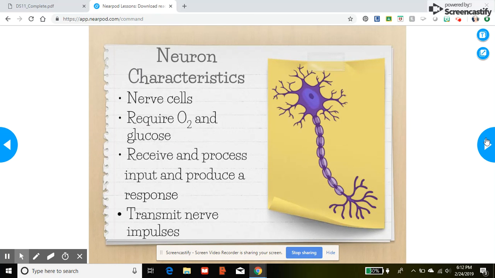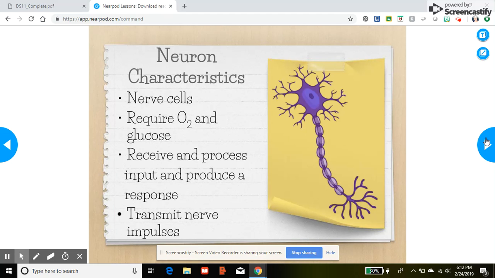So neuron characteristics: a neuron is a nerve cell. They require a ton of oxygen and a ton of glucose. They need a lot of energy. It makes sense that they need oxygen, right? If you've ever watched any medical show and somebody's been without oxygen for 30 seconds up to 5 minutes, you're probably looking at at least some deficiencies with the brain, if not completely brain dead. So we need oxygen excessively with these types of cells.